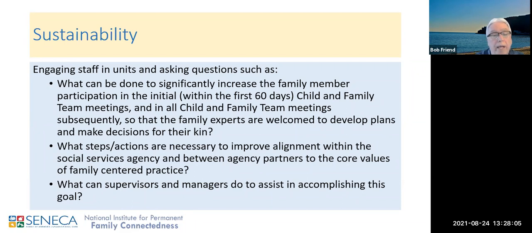And then we're going to roll that up into a leadership conversation about the ideas that are crafted within the investigations unit, within the 2-6 unit, the permanency planning unit, the adoptions unit, all the ongoing units, to pull together their best ideas moving forward, and then figure out how do we improve alignment within these agencies in the system.